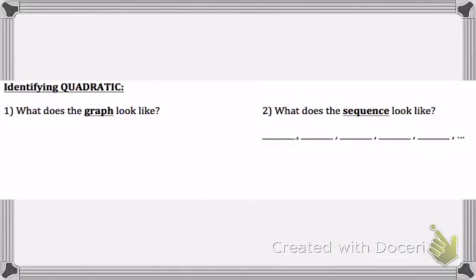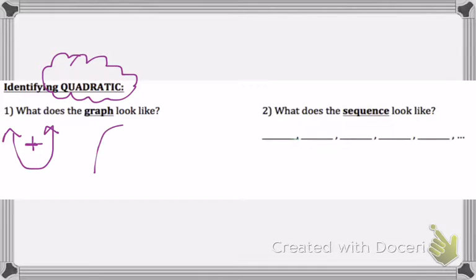All right, so now quadratic. This is a new one for most of you, I think. So let's take a look at quadratic graphs. What do graphs of quadratics look like? This would be a positive or increasing quadratic. This would be a negative or decreasing quadratic.